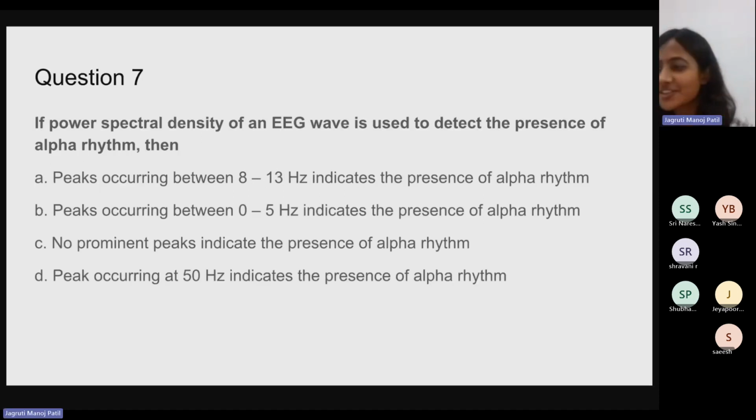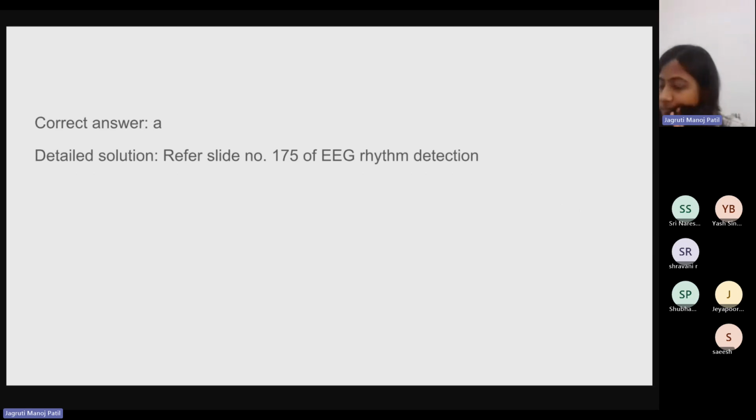Okay, good one, Ayush. So, if power spectral density of an EEG wave is used to detect the presence of alpha rhythm, then... I guess it is asking where the peaks for alpha rhythm occur, or which particular frequency range indicates the presence of alpha rhythms. 8 to 13. 8 to 13. Okay. Yes.